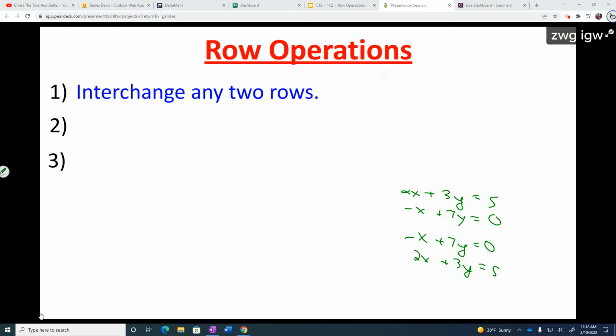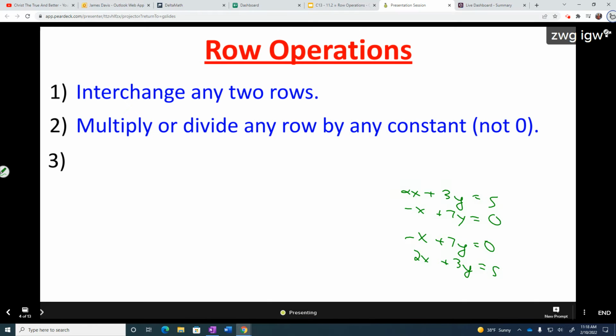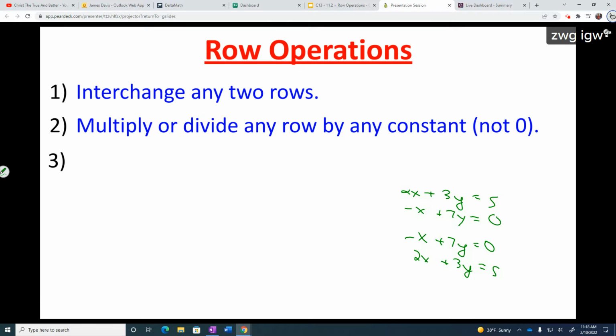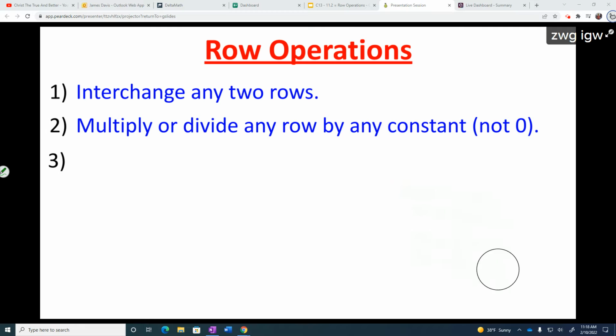The next thing that we're allowed to do with matrices is we can multiply or divide a row by any constant, except for 0. So we can multiply or divide any row by a constant, except we just can't multiply by 0 because that will eliminate the row. So let me show you a little example here.